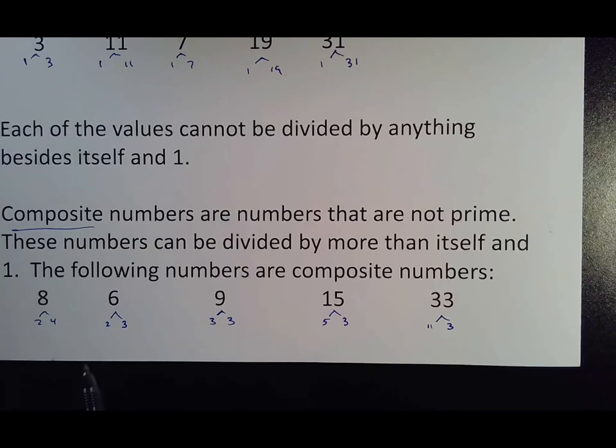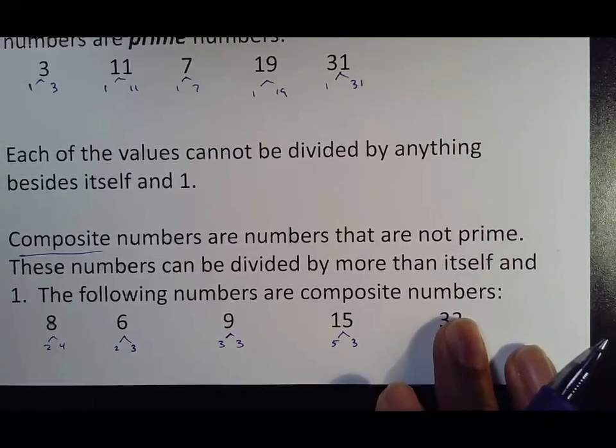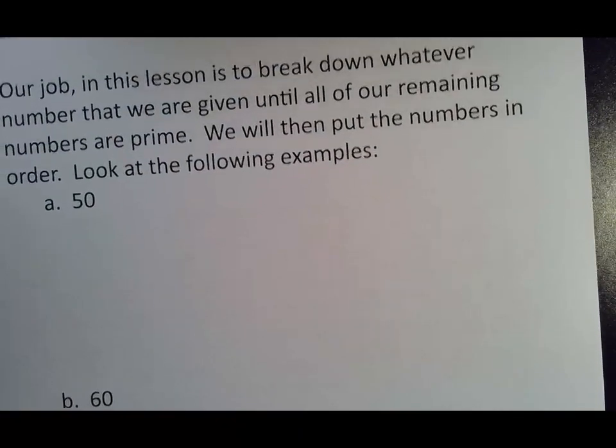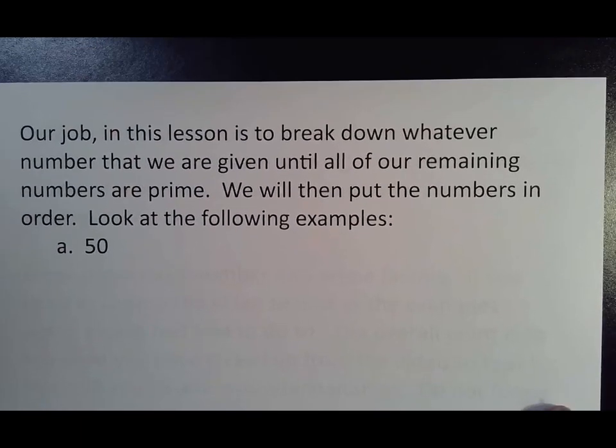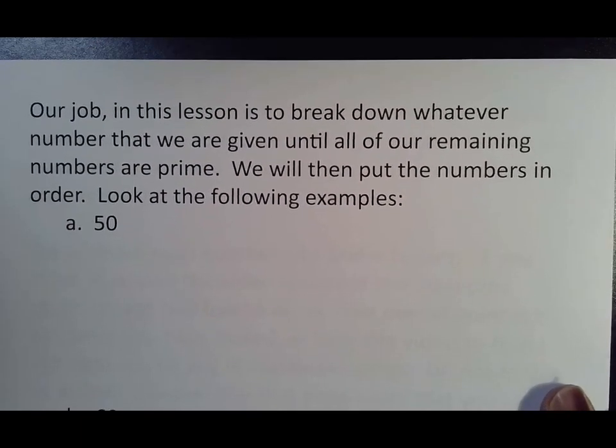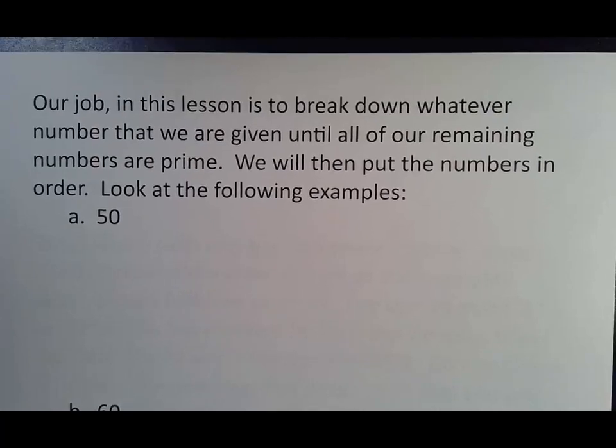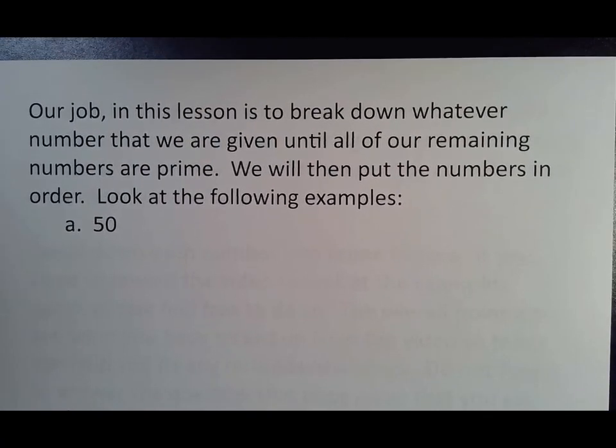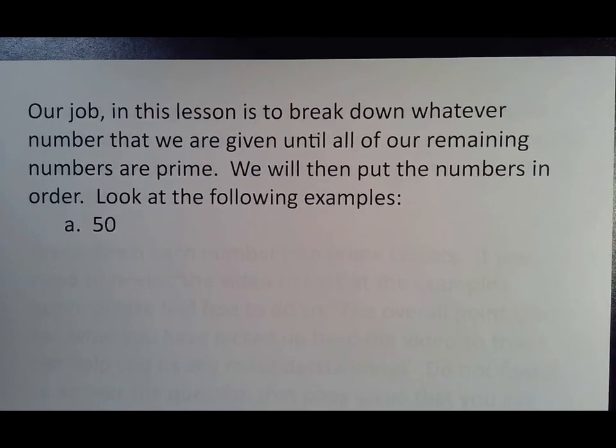So because neither of those numbers is 1, these are not prime because they can be broken down further, so to speak. So again, prime factorization means break the number down until nothing else but a number that can be divided by itself and 1 is left. Our job in this lesson is to break down whatever number we're given until all of our remaining numbers are prime. We'll put the numbers in order afterwards.